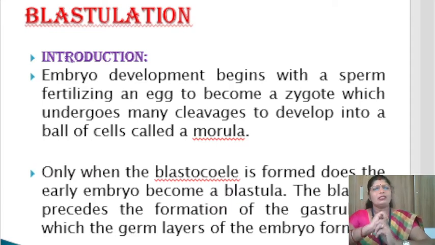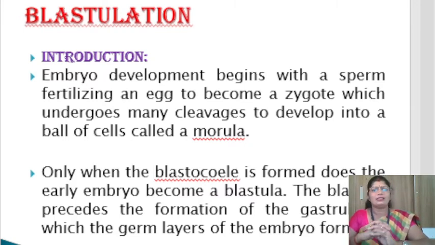Okay, coming to the introduction about blastulation. There is a difference between blastula and blastulation. As I said, blastula is the first stage of development, but blastulation is the process of formation of the blastula. The process of formation of blastula is called blastulation.